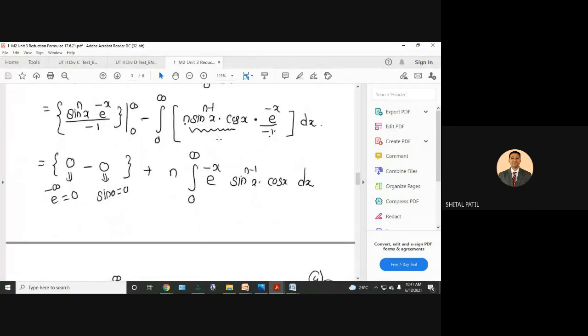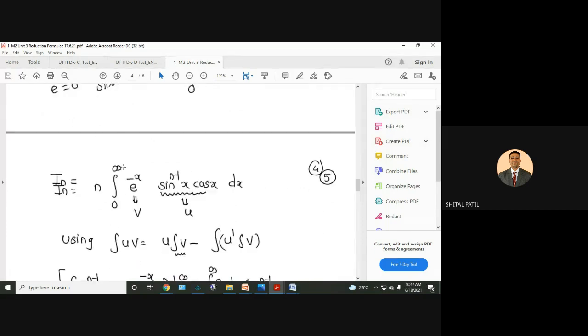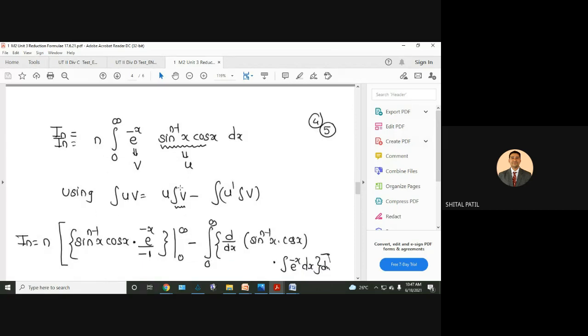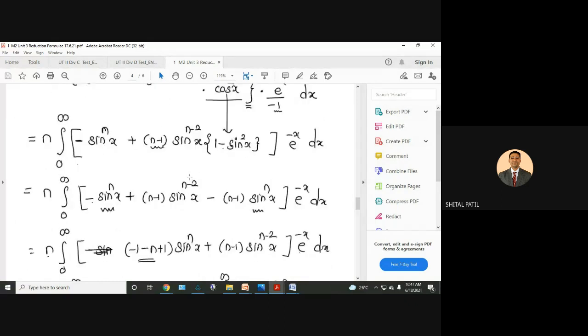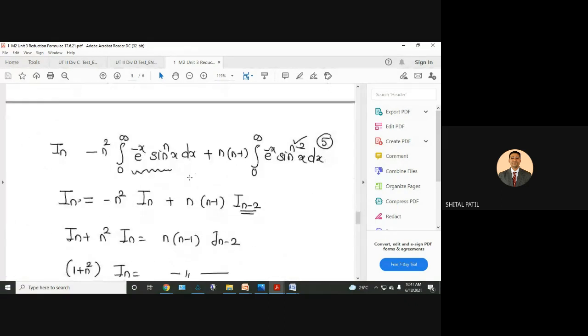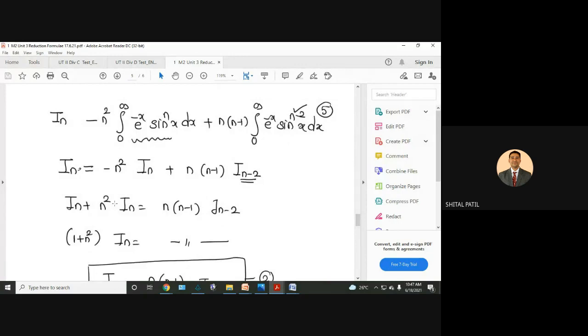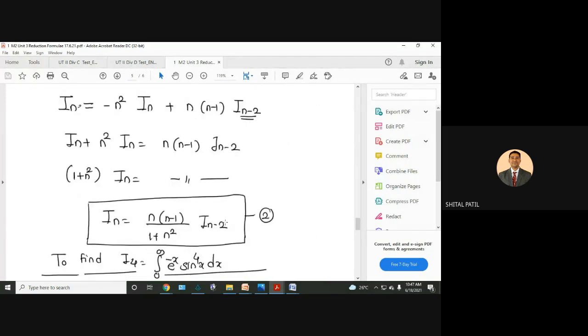We obtain this answer. The integral again contains cos x. We want to remove this cos x. For that, we use the formula of integration of uv again, considering u as the trigonometric function and v as the exponential function. Then again we differentiated, and then we got I_(n-2), and then we obtained the required relation. This is known as the reduction formula of the given integral I_n.